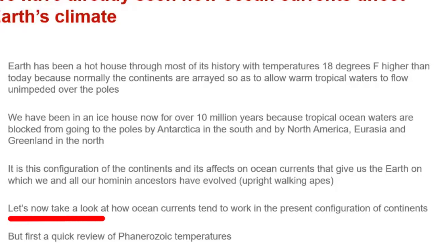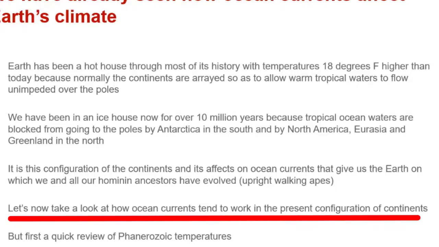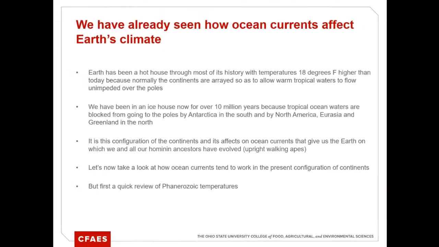So I want to talk today about these ocean currents, how they currently work. That is, in the current alignment of continents, how are these currents working?